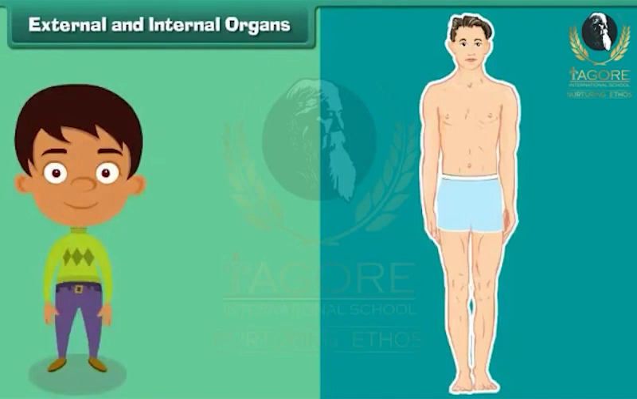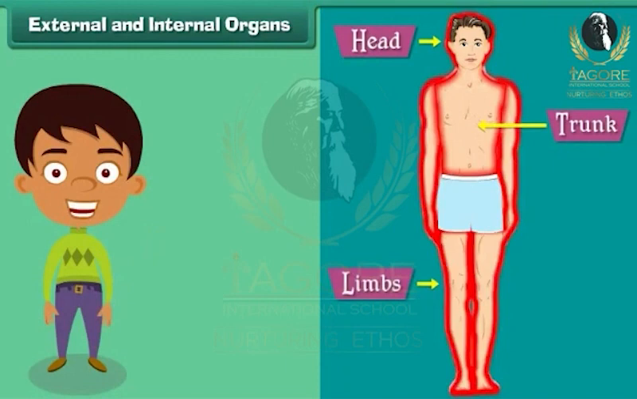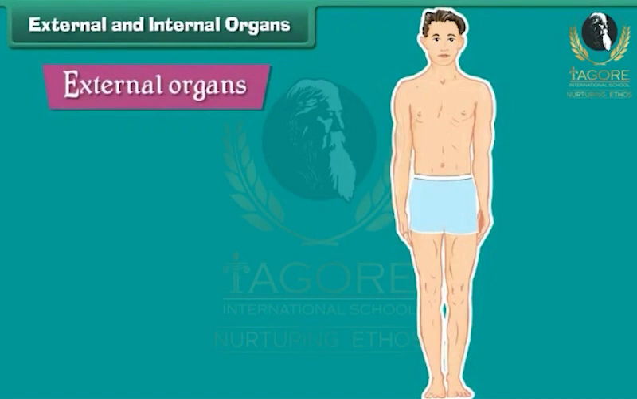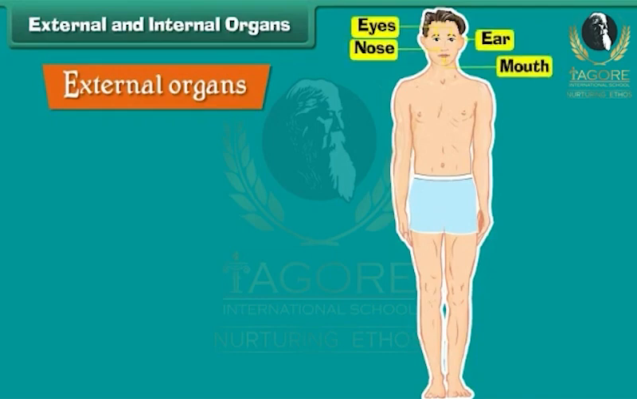External and internal organs. Each of the 3 main parts of the human body bear many organs. These organs may be classified as external organs and internal organs. The organs that can be seen from outside are called external organs. For example, eyes, ears, nose, mouth and limbs.